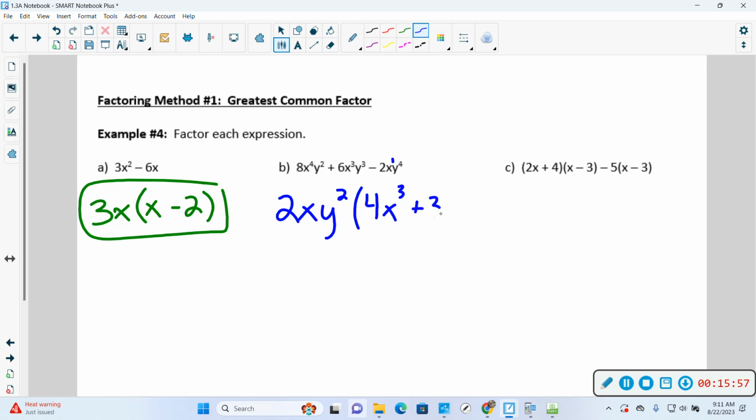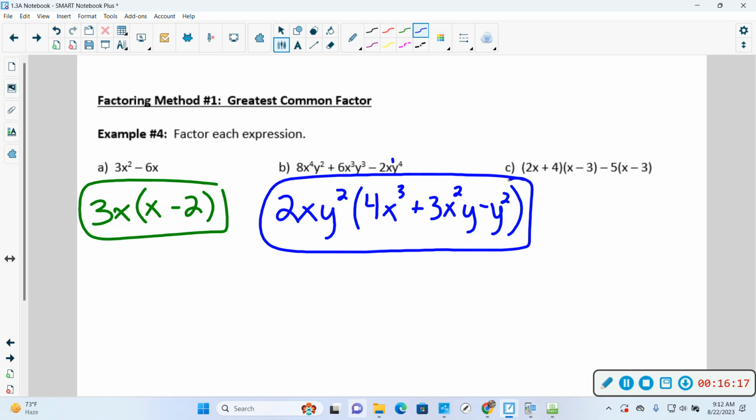2 times 3 is 6. Took 1 x, I'm going to need 2 more to get to cubed. I took 2 of the y, so I need just 1 more to get cubed. And last but not least, I'm running into C here. I took the 2, I took the x, I took 2 y's, 2 left. Got it. I'm guessing we're pros at this.